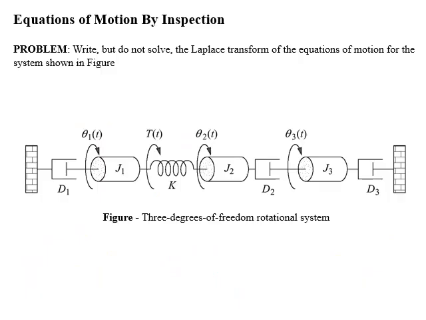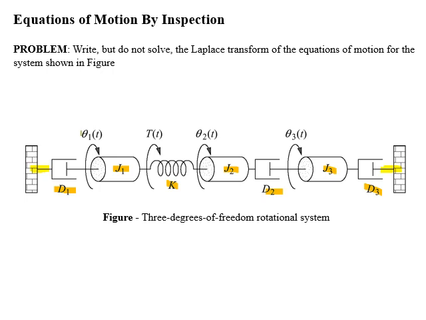Dear students, now with the help of an example, we will find the equations of motion by the inspection method. In this example, we have a system which consists of one spring with coefficient K, three inertial components with coefficients J1, J2 and J3, and three viscous dampers with coefficients D1, D2 and D3. If you look at the arrangement, one end of D1 and D3 is tied to a fixed wall, so they can't move, whereas J1, J2 and J3 have three points which can rotate freely. So we have a system with degree of freedom equal to 3.